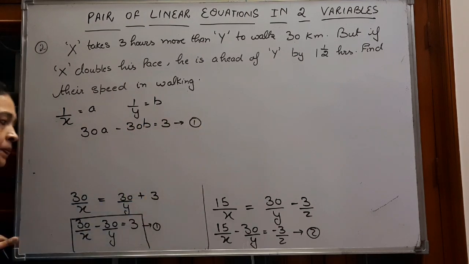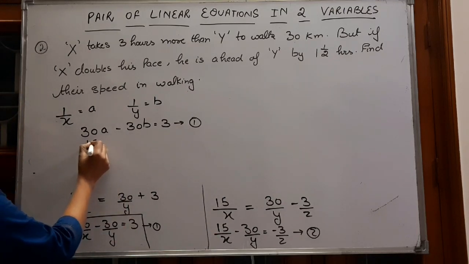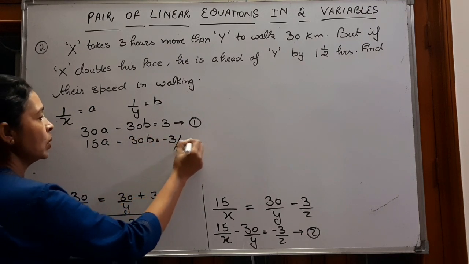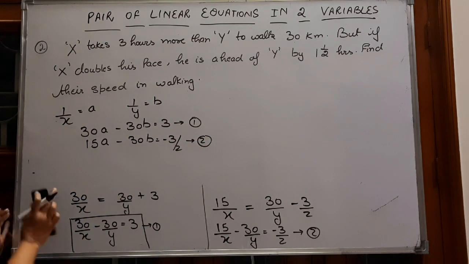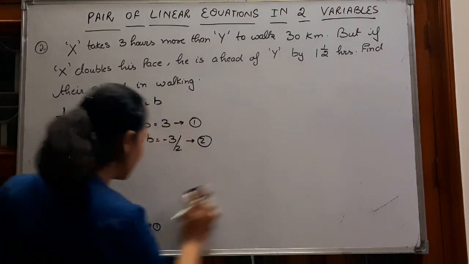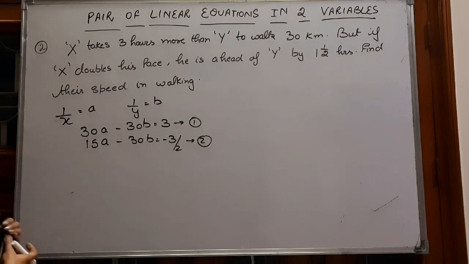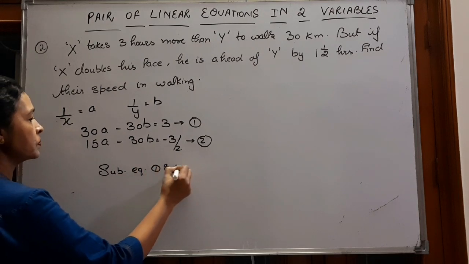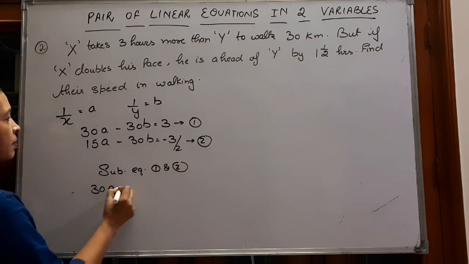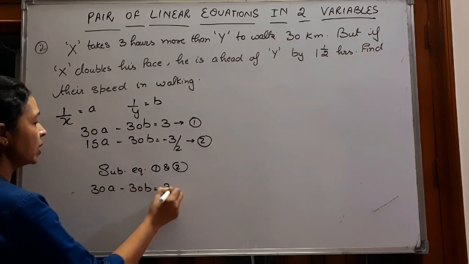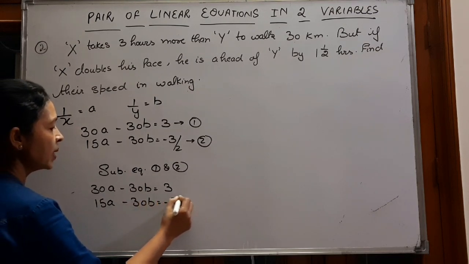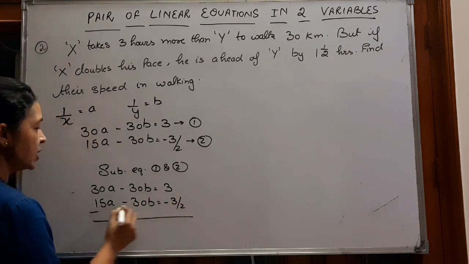Put it as equation 1 again. Equation 2, 15 upon X, 15 into 1 by X, that is 15A minus 30B equals to minus 3/2. This is equation 2. In both these equations, the coefficient of B are same. What we will do? We will subtract these two equations. Subtract equation 1 and 2. We have 30A minus 30B equals to 3. 15A minus 30B equals to minus 3/2. Sign change.